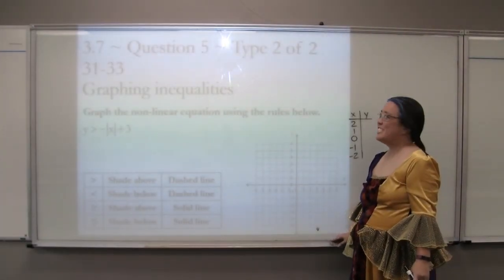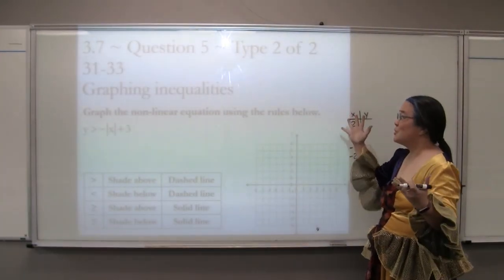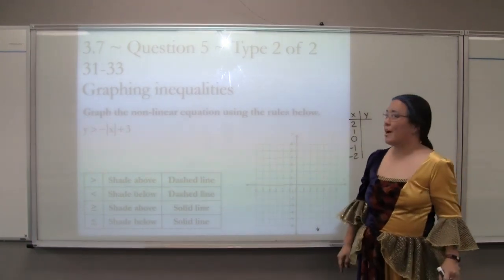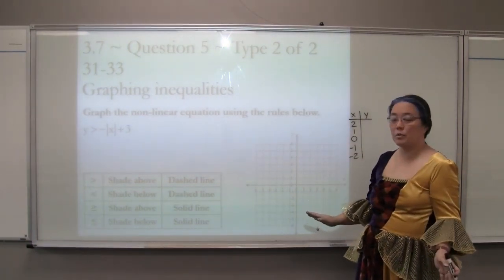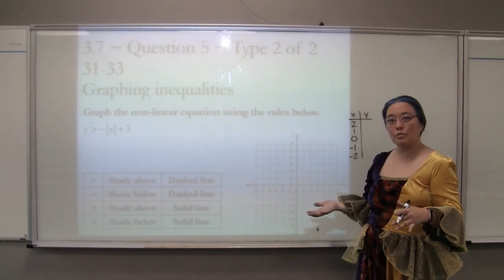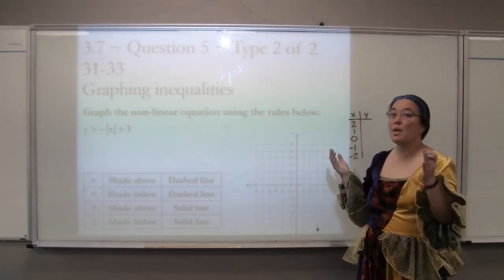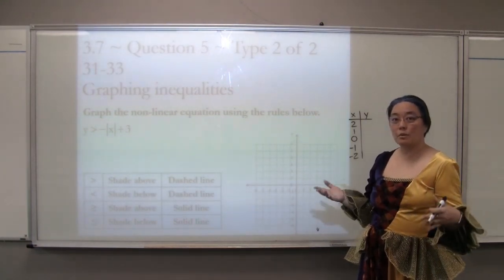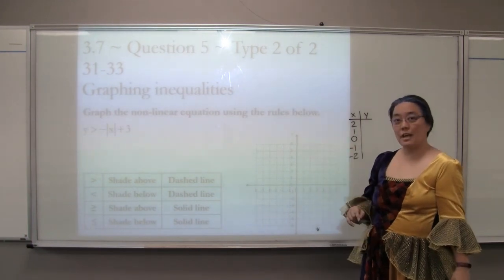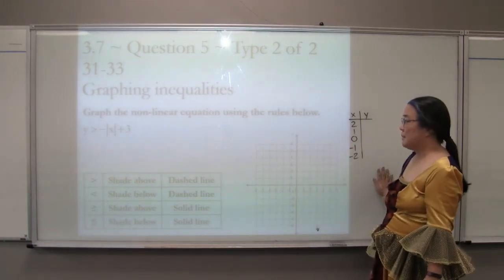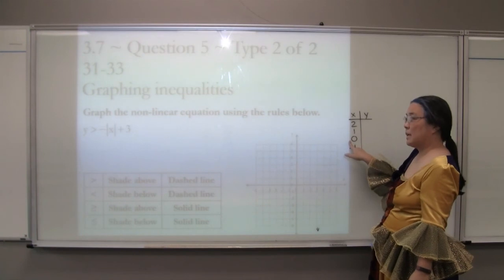Chapter 3, Section 7, Question 5, Type 2 of 2. We are still graphing our inequalities with nonlinear equations. If you remember from Chapter 3, Section 1, there were 2 main types. There were the parabolas, and there were the absolute values. These are the absolute values. I left up my t-table here. I still want to start off plugging in 0.